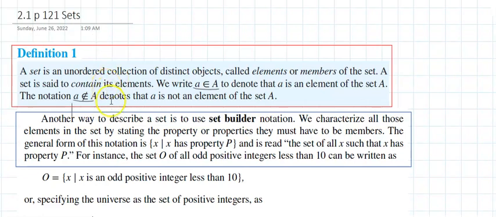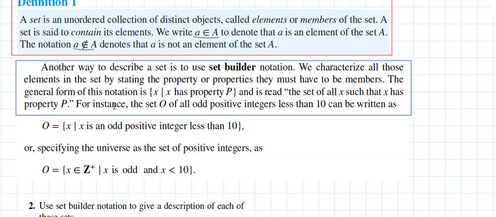Now, with sets comes set builder notation. That's normally what we use. Another way to describe a set is to use the set builder notation. We characterize all those elements in the set by stating the property or properties they must have to be members. The general form has braces, this is the variable in question, this is the condition such that, and this is what you want to impose on these variables. You read it as: the set of all x such that x has property P.